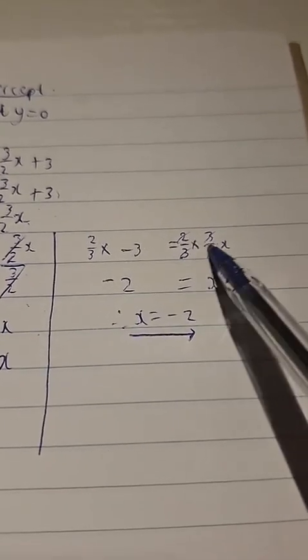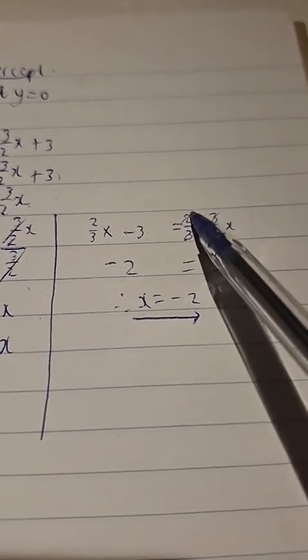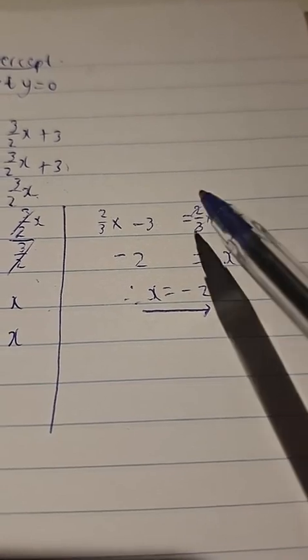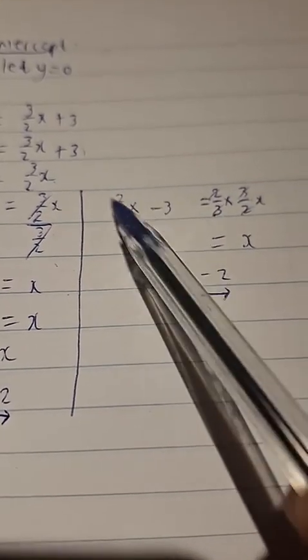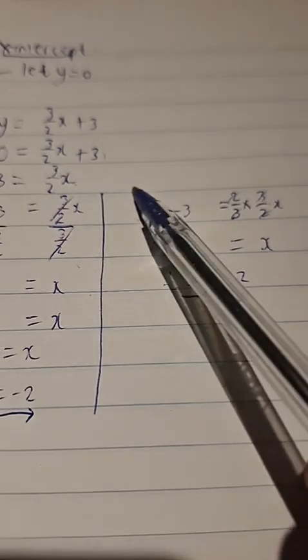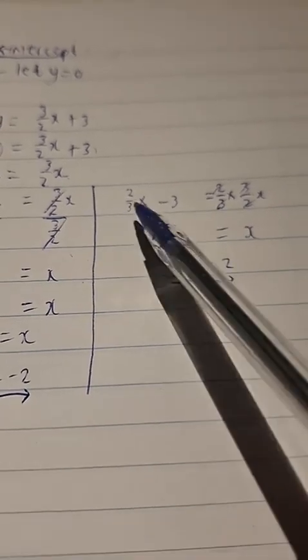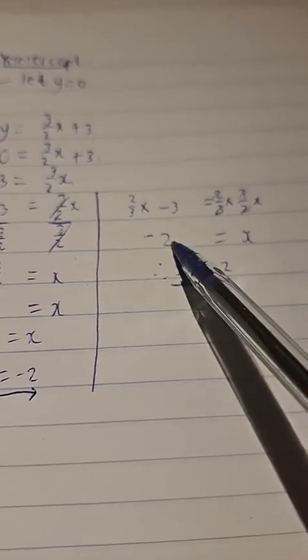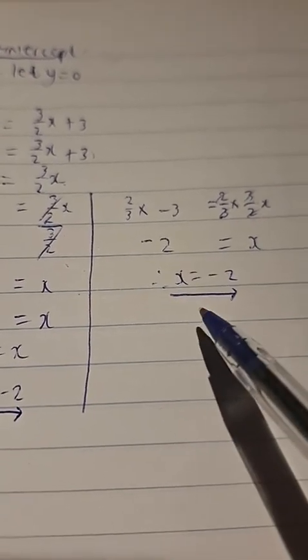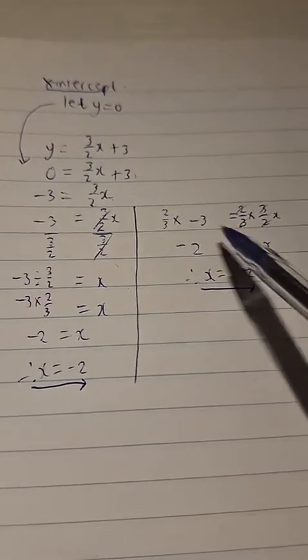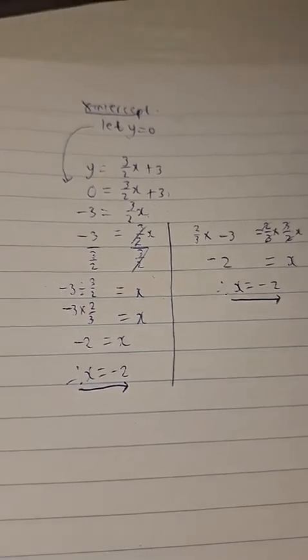If you want to multiply 3 over 2 by 2 over 3, its reciprocal. What you do on the left, you do on the right. Remember, if you multiply by 2 over 3, you have to multiply by 2 over 3 on the other side as well. If you multiply these two, you get negative 2. Either way, it's 100% fine.